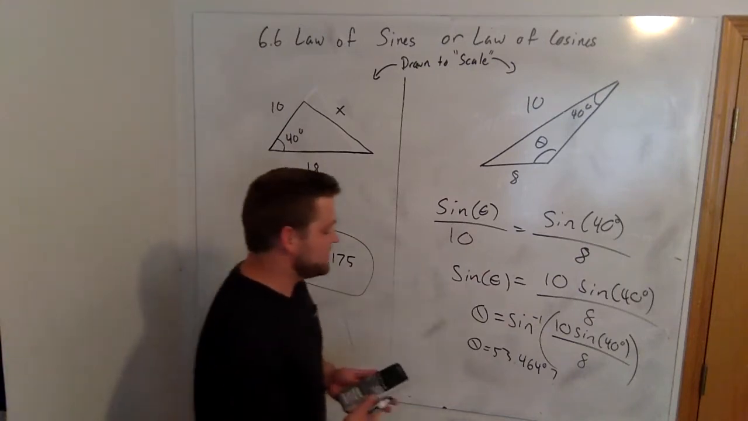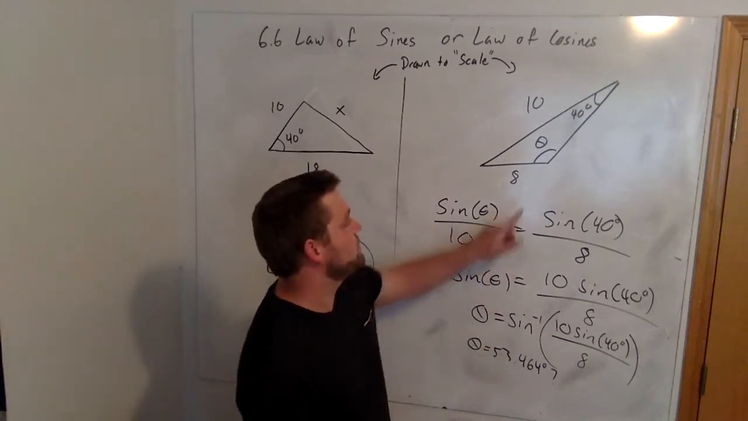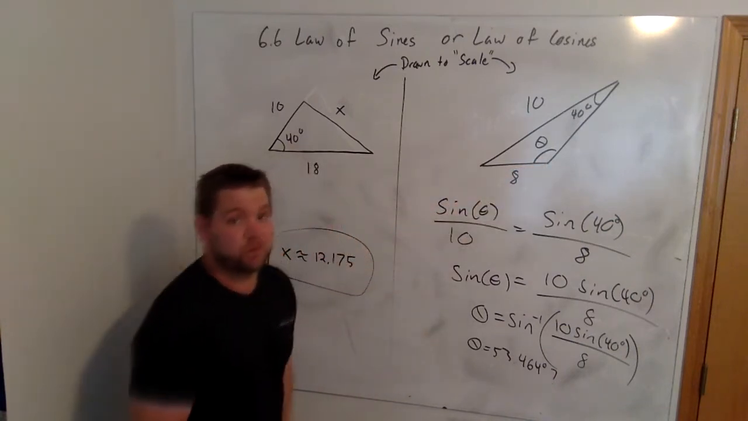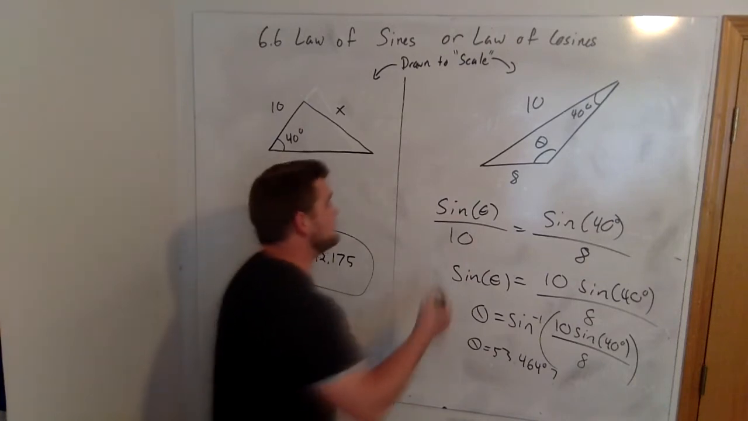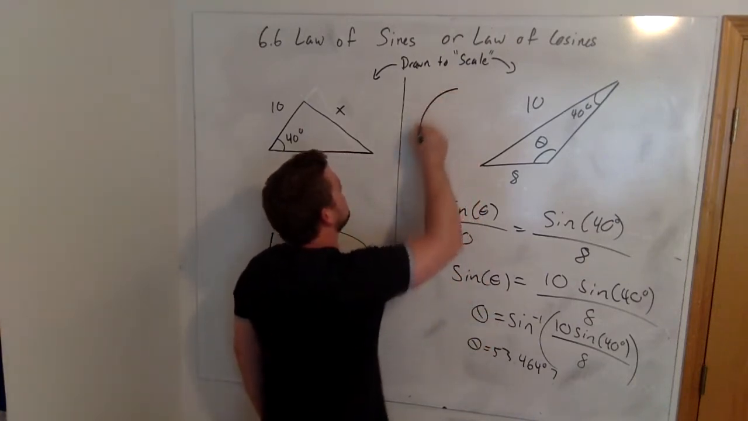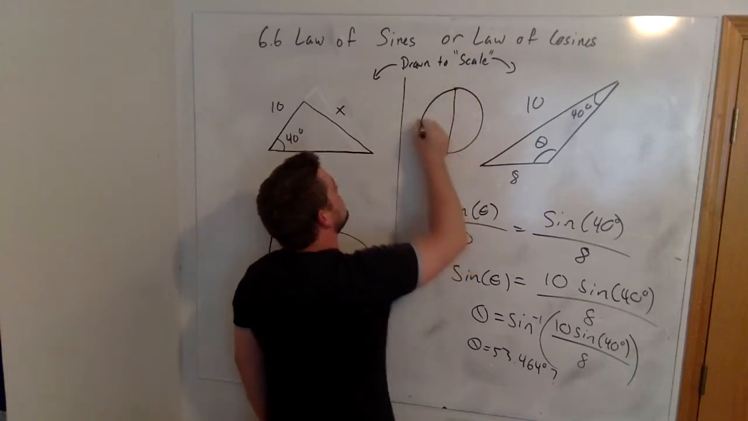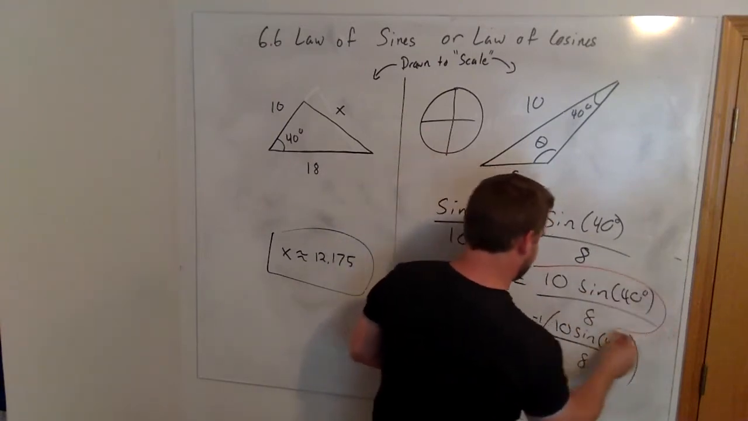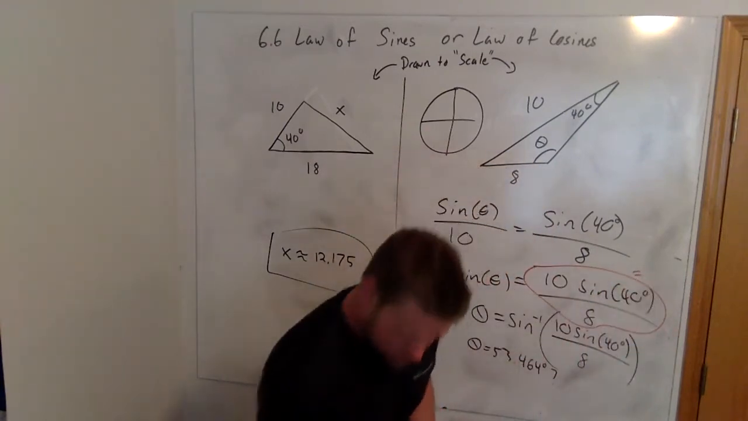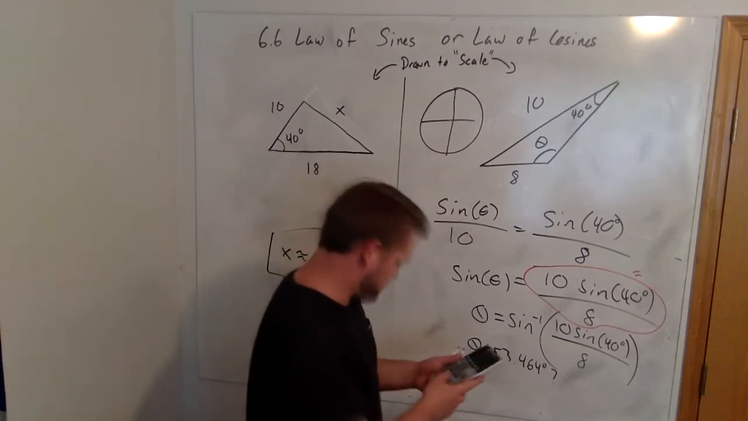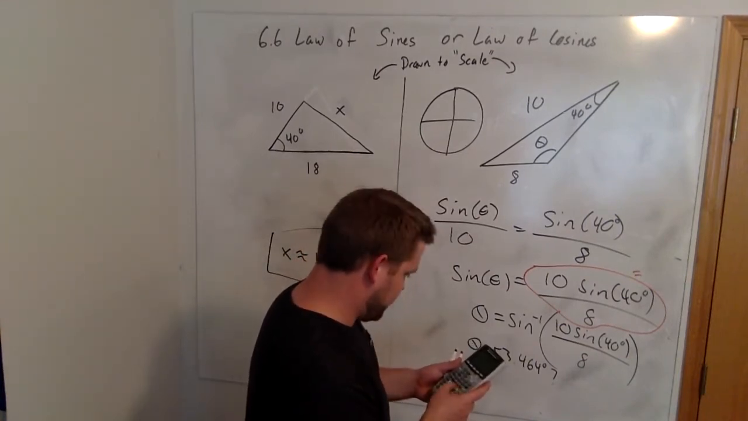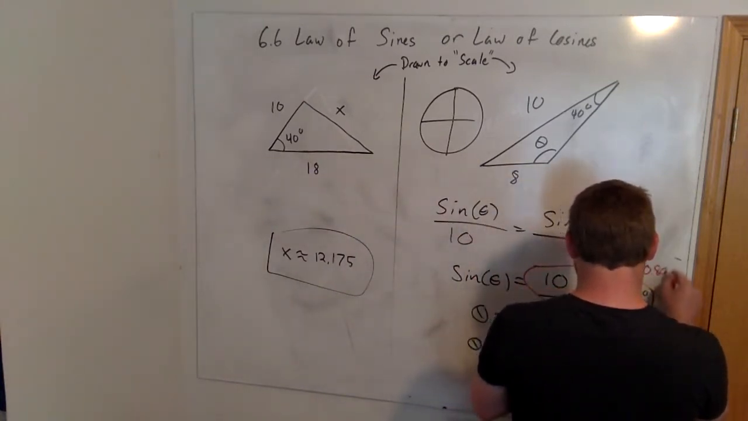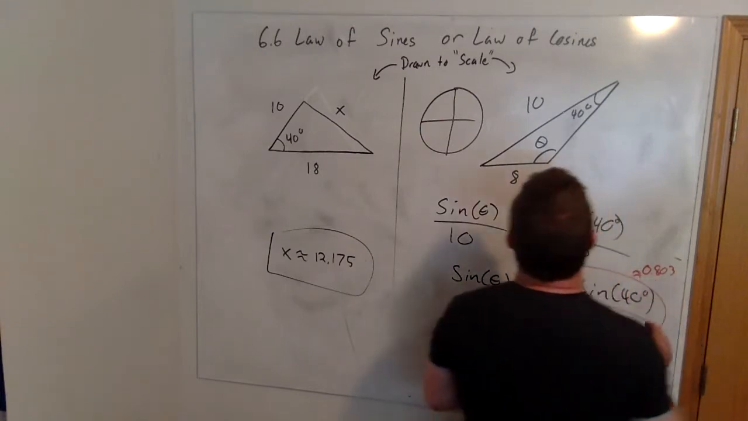Let's think about whether this makes sense. Notice that this is an acute angle. The picture that we drew here has the obtuse angle. This is not the correct angle that we're looking for. So remember when we're drawing the unit circle, what is this value? What's 10 times the sine of 40 divided by 8? So this is 0.803 roughly.